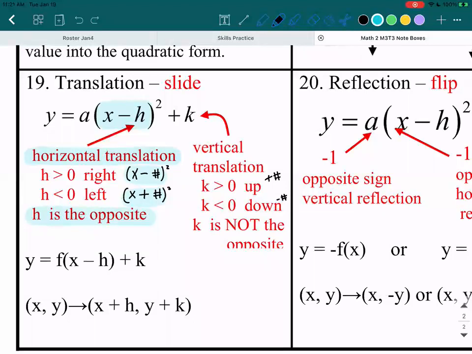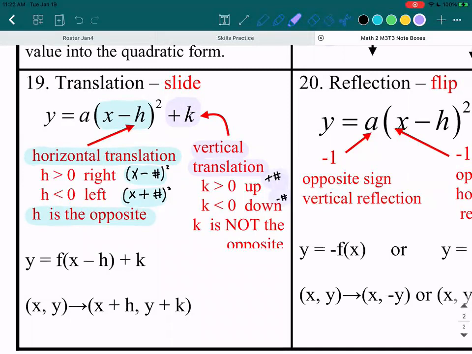There's also vertical translation. So that's moving up and down. So this is a vertical translation. That's going to happen with this k value. This is your k value. This one says if k is positive, you're going to move it up. So that means you're going to say plus a number at the end. If it says plus a number, it goes up. If it says minus a number, then it goes down.